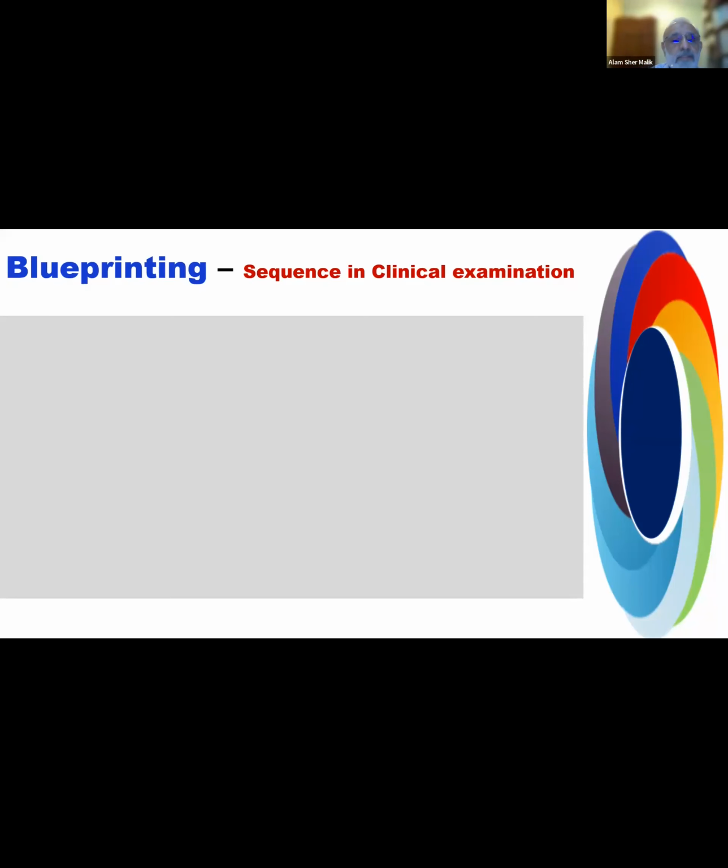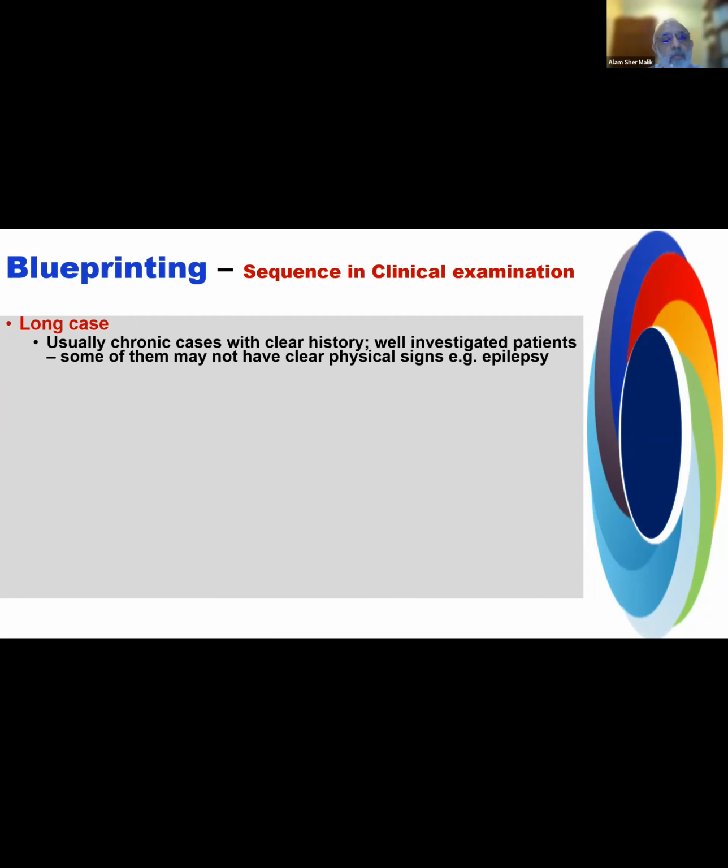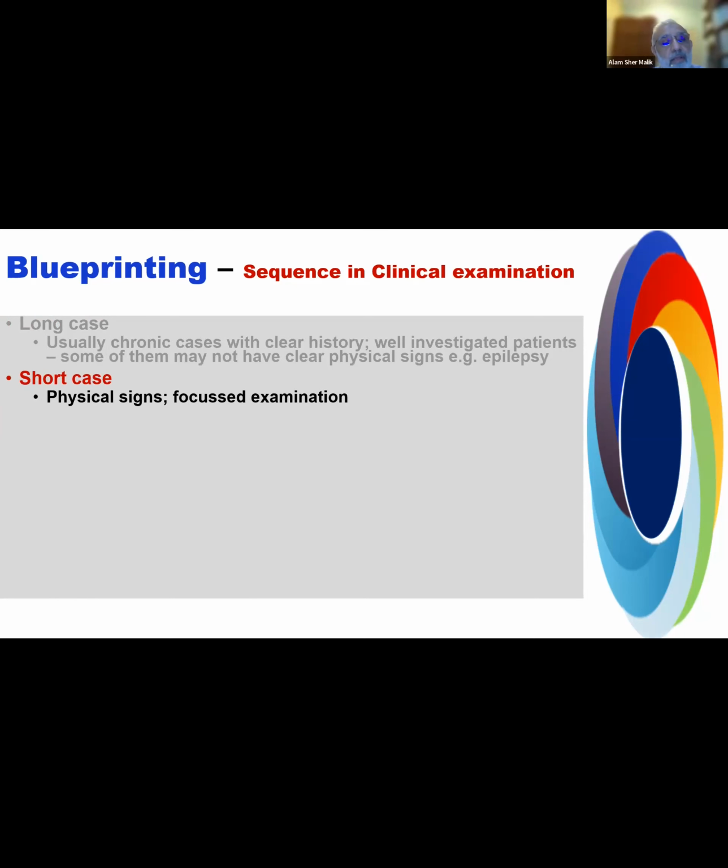And from that list, we will see what areas we can assess in the long cases. We know normally what the common long cases are. So from the list which we have made, we can strike out the topics or areas which would be covered in the long case. Next, we will see what cases will be covered in the short case, and again we would strike out those areas from the list.